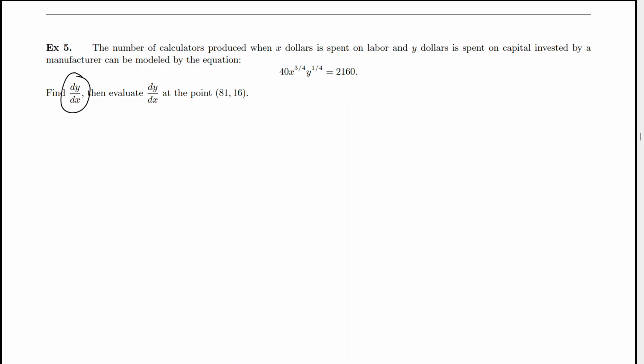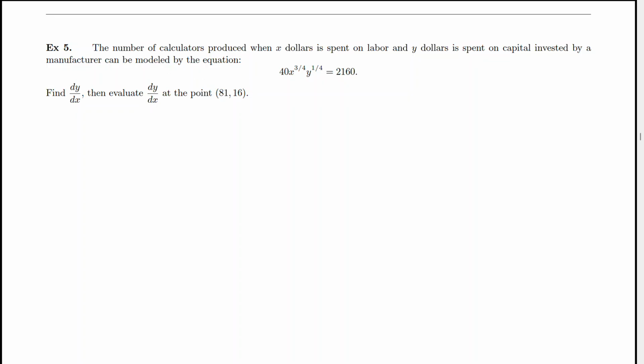They want me to find dy over dx, meaning the derivative, and then evaluate the derivative at the point 81/16. So there's two parts of this problem. First, we need to find the derivative. Then we need to put some numbers in it and get the slope of the line.